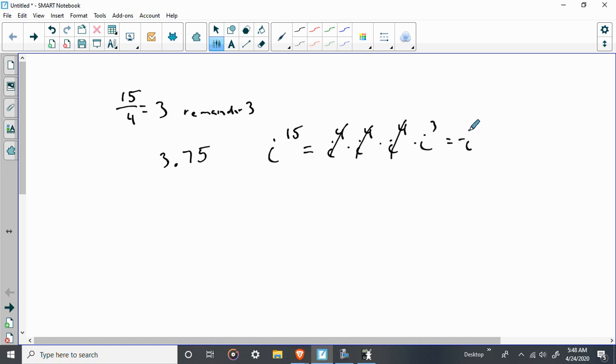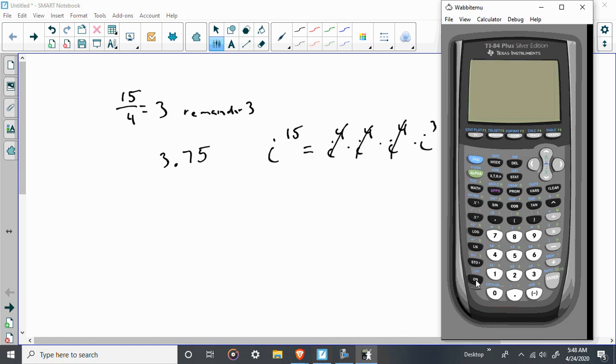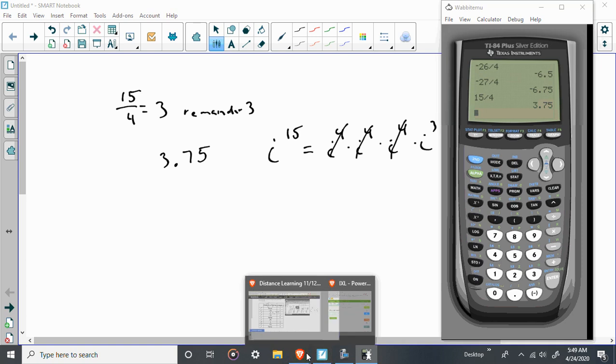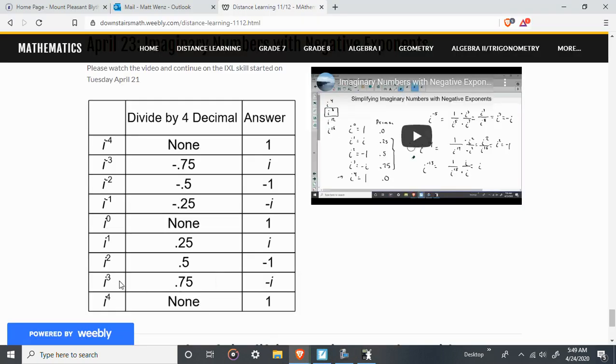Another way of doing this is taking that remainder. What is 15 divided by 4? We see that it ends in 0.75. You can also go back to your chart and see that if it ends in 0.75 and it's positive, the answer is negative i. So again, we can either go by the remainder right here, or we can go by the decimal answer we get at the end. We'll talk about these as we go through them, but it's definitely something we can work with.